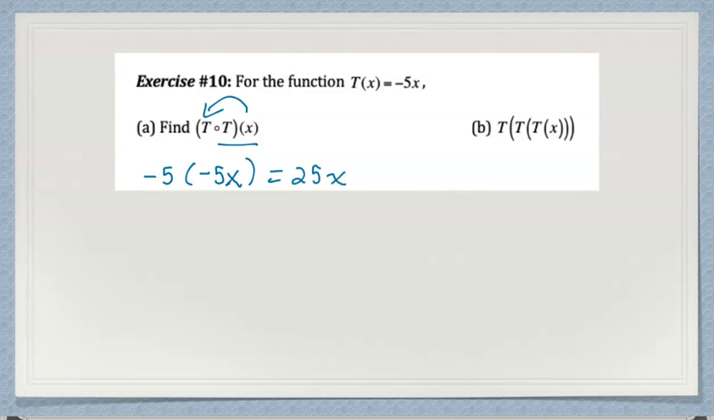I can do it 3 times if I want. I take t of x and put it back into itself, which we just decided was 25x, and then I'm going to put it back into itself again. So I have negative 5 times 25x, which ends up being negative 125x. All right, and I could do that as many times as I wanted, but 3 seems like plenty for now.